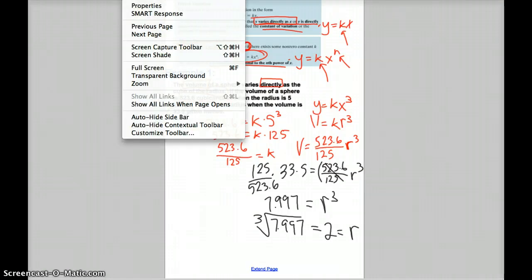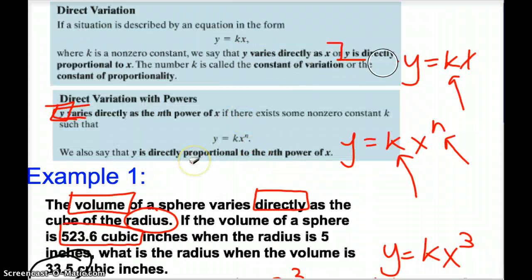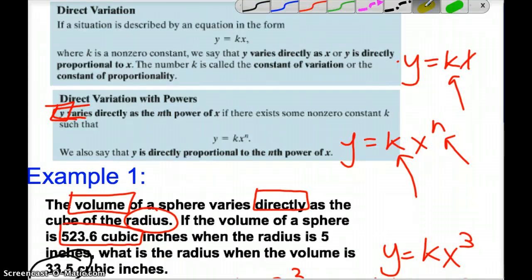Okay, so just to pinpoint some of the key things that you want to keep in mind. It's important to understand the lingo and who is X and who is Y. Who is dependent on who. What's really important is that you understand how this helps you decide who Y and X is when you see the real life problem, okay? Because last time we saw that the volume varied directly as the cube of the radius. And that helped us decide that volume was Y, radius was X, and 3 was the power. So that's really important that you understand those two phrases. And the same thing goes for inverse variation.